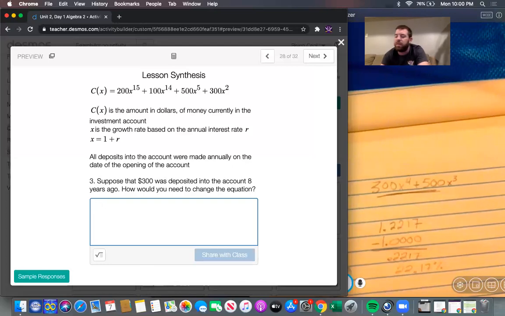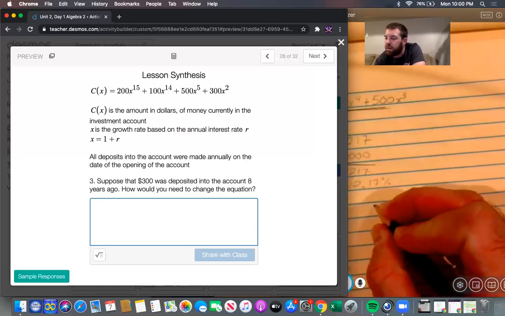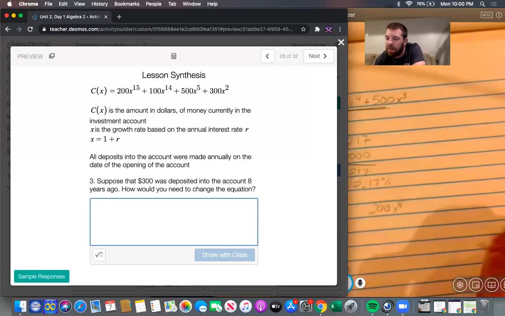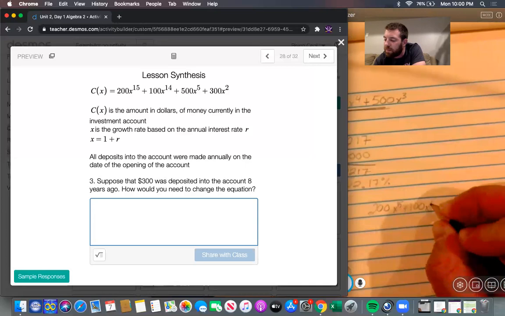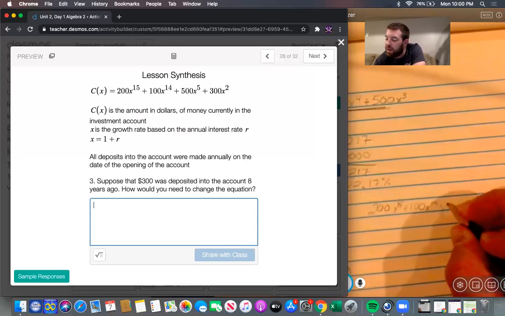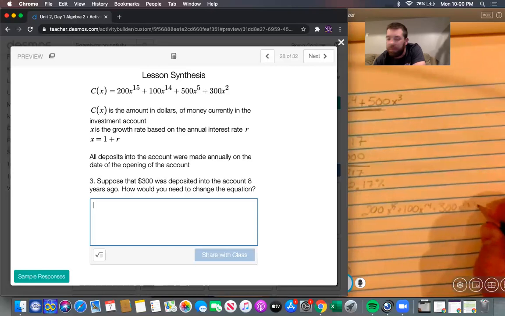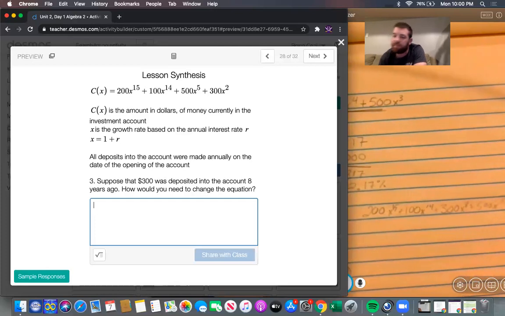It can't be seen there, so let's do it right here, okay? So we're going to have the 200 x to the 15th, okay? We're going to have the 100 x to the 14th. Now is where I'm going to slide the 300, and again, this would be x to the 8th now. Then you have your 500 x to the 5th, and your 300 x squared. Alrighty?